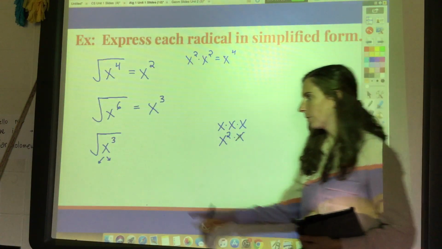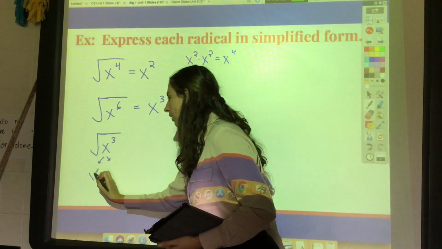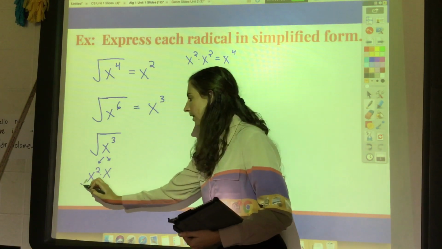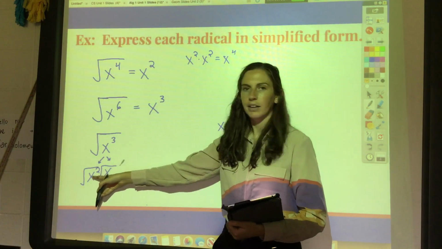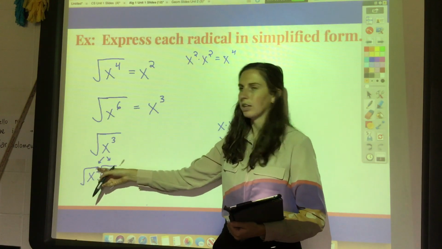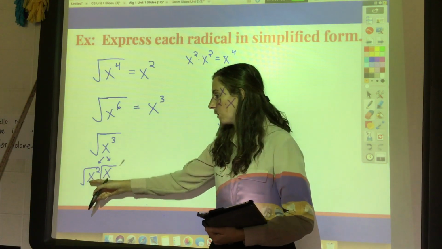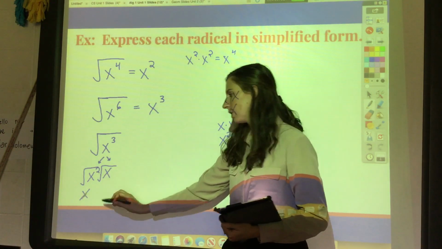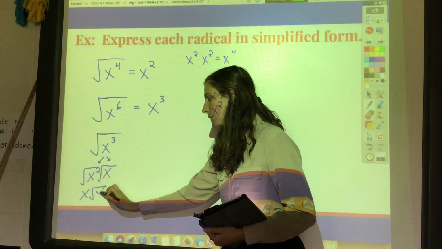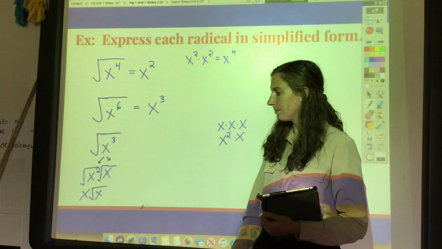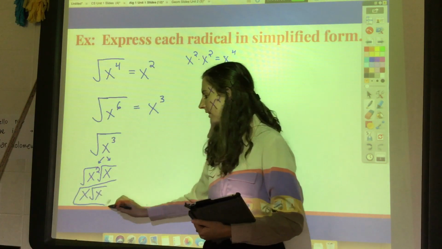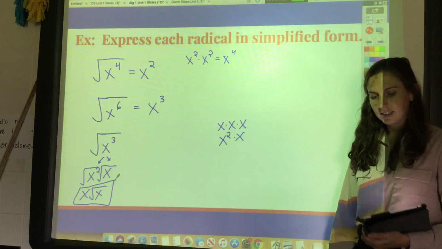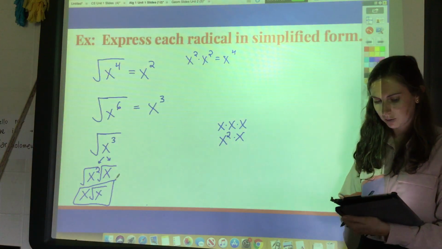So what I'm going to do is split x cubed into x squared times x, because I can square root the x squared. Square root and squared just cancel out, leaving an x. And this does not square root, so we'll have to leave it as the square root of x. That is my final answer: x times the square root of x. I know that's a little weird. Let's try another one like that.